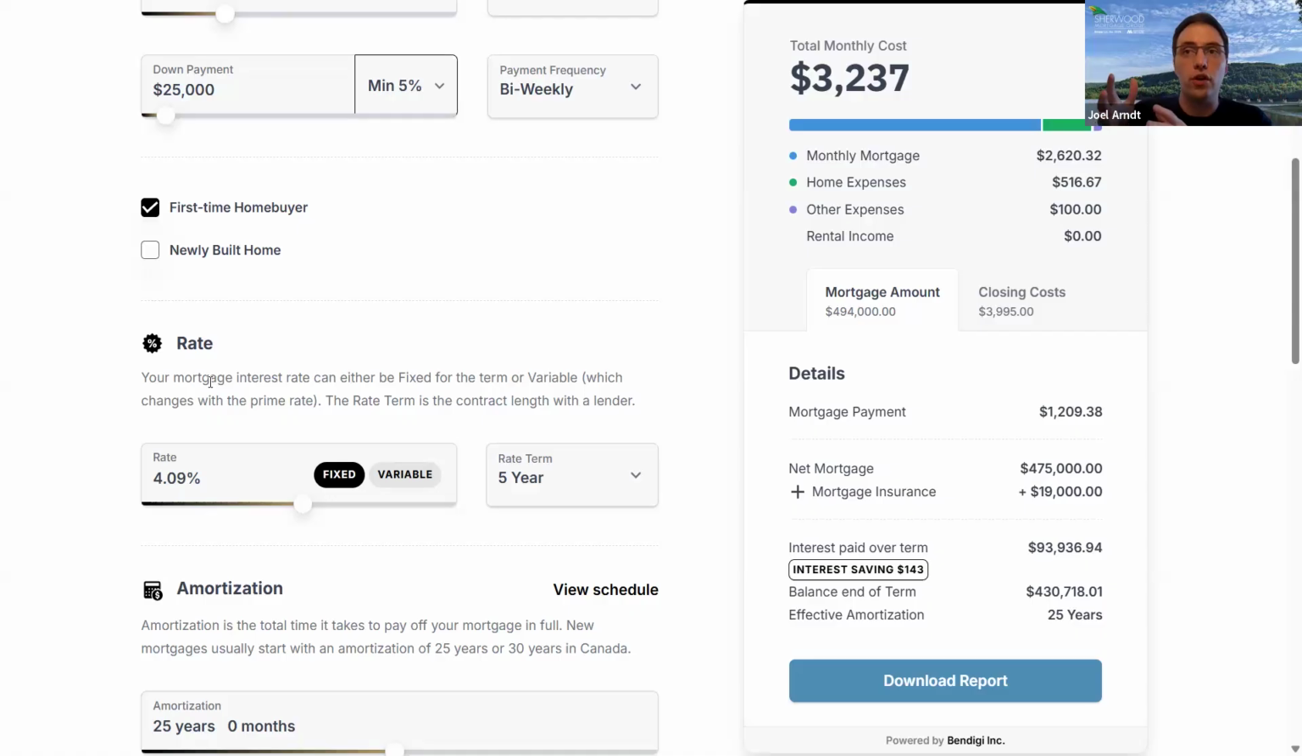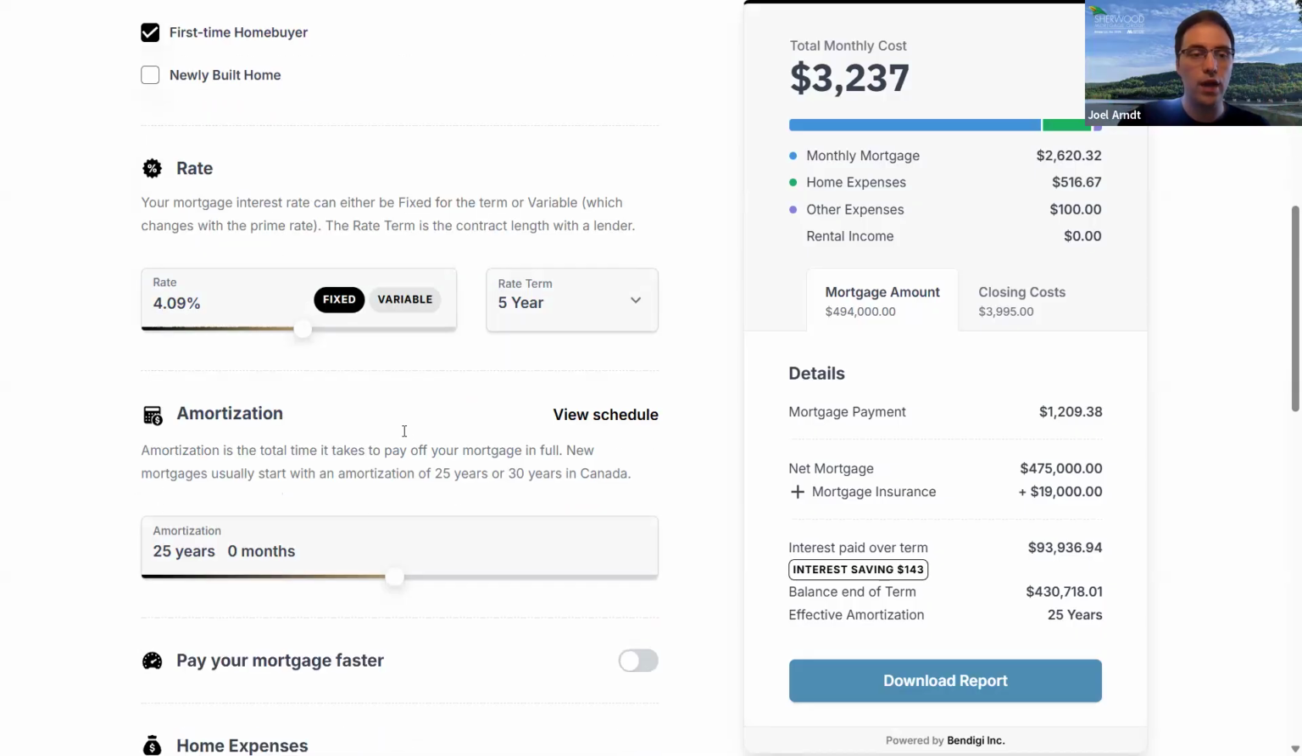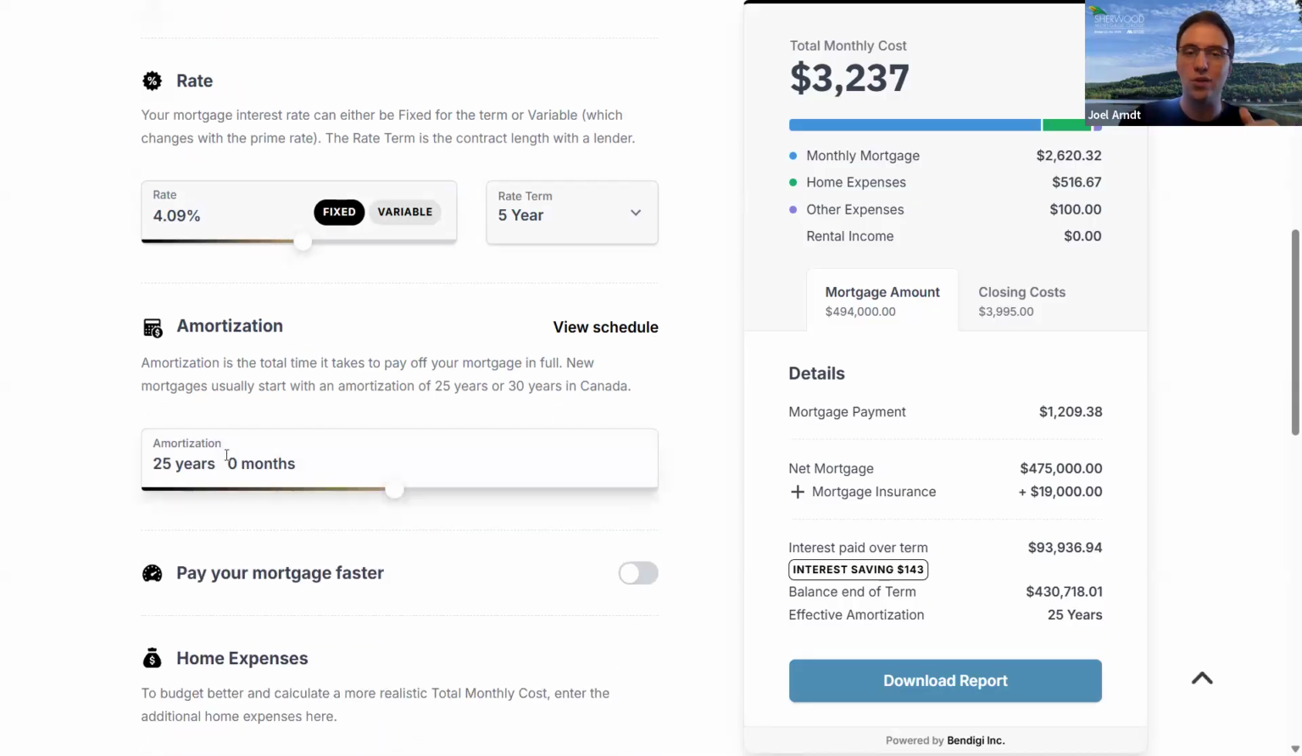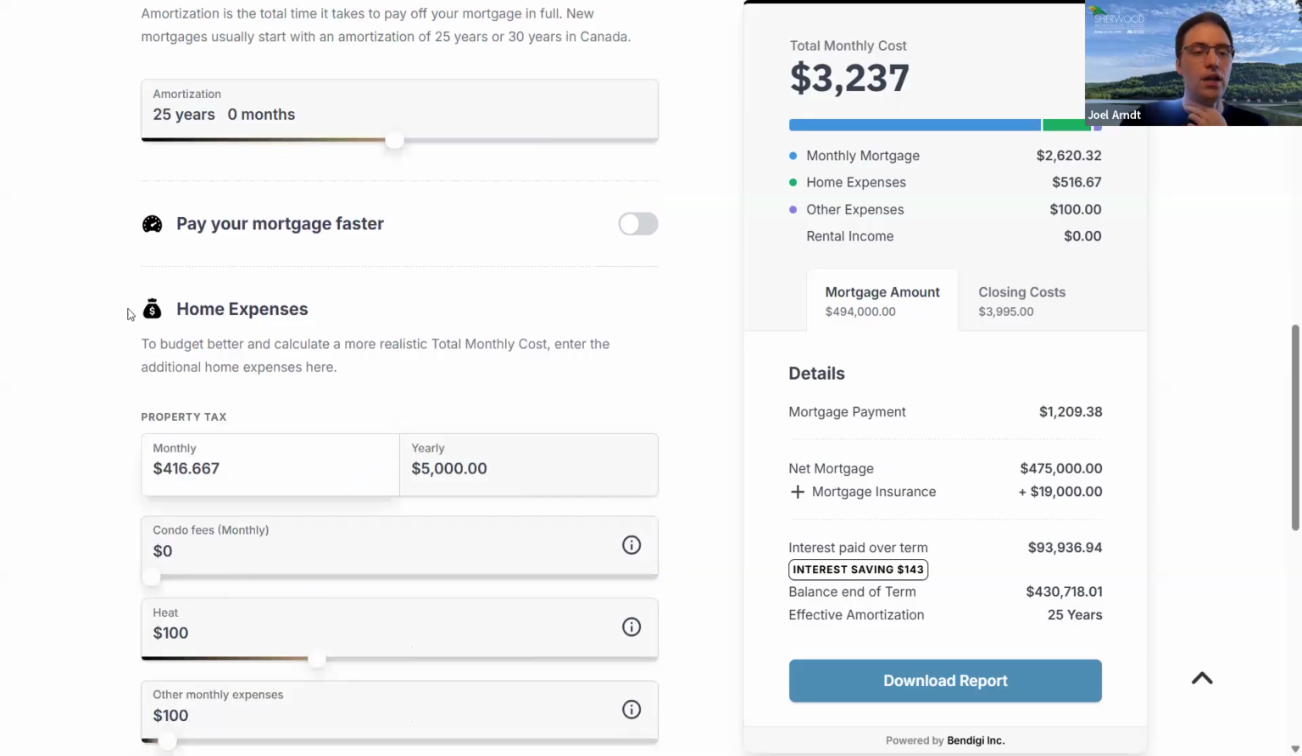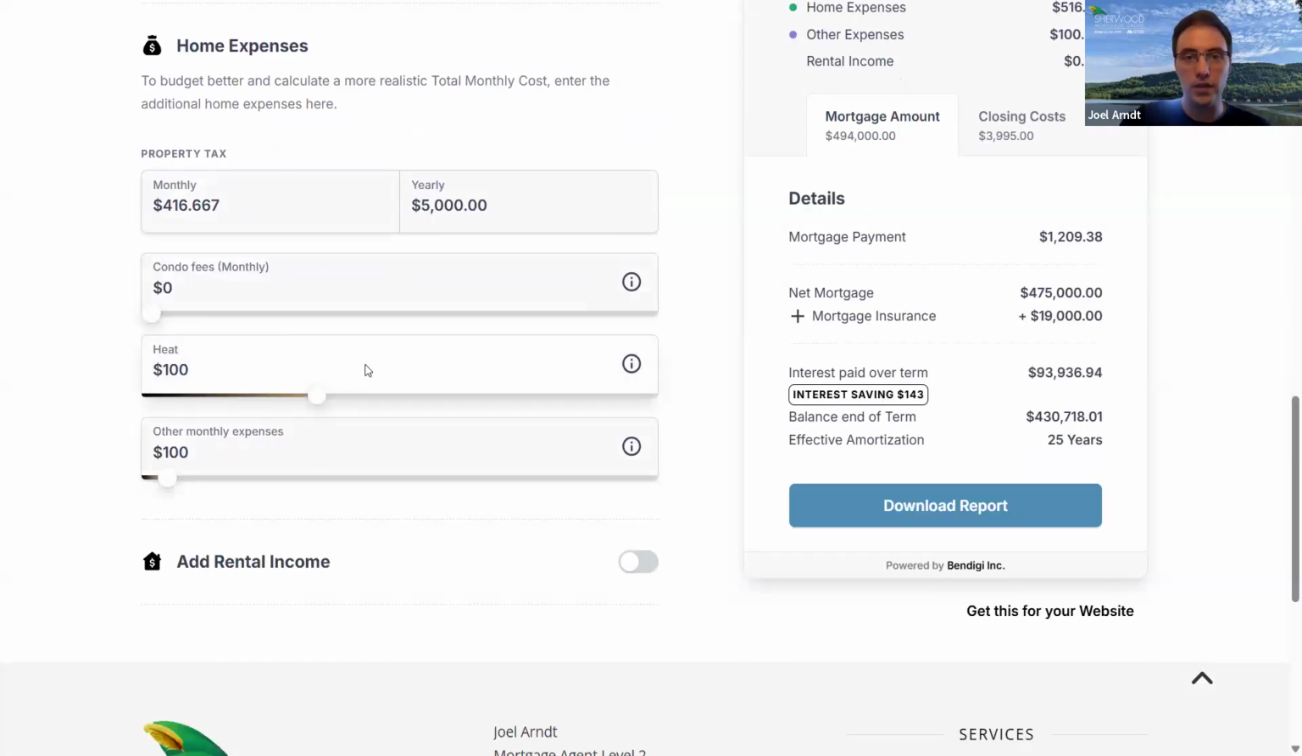Even though certain lenders advertise specific rates, we will have two or three promotions at any given time from different lenders. They may work for you, they may not. It's my job to help figure that out for you. So put in your average interest rate for that term, the amortization, so the life of the mortgage. How many years is this? How many years will it take you to pay off this mortgage? And then general home expenses.